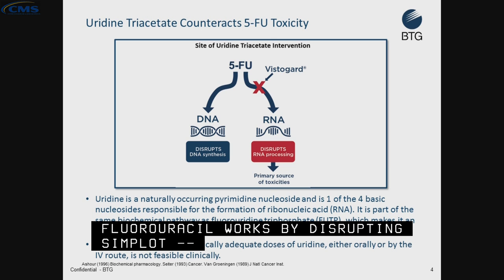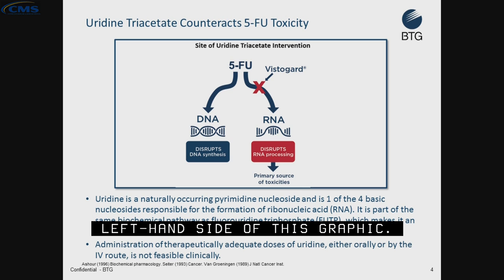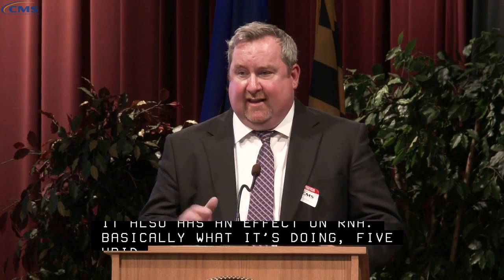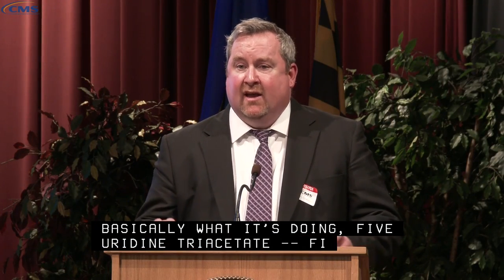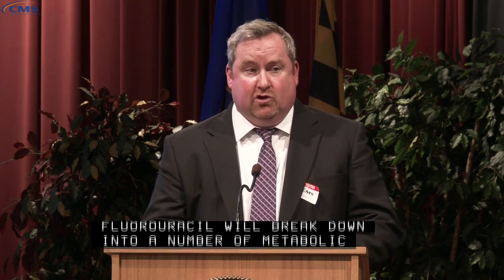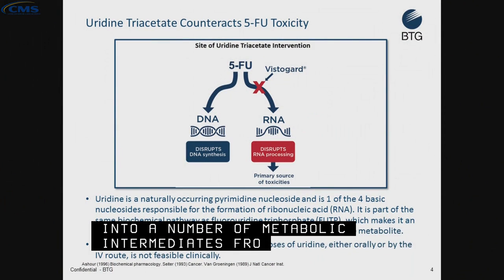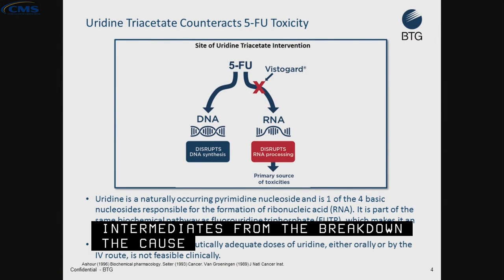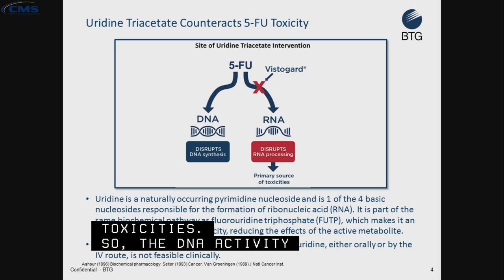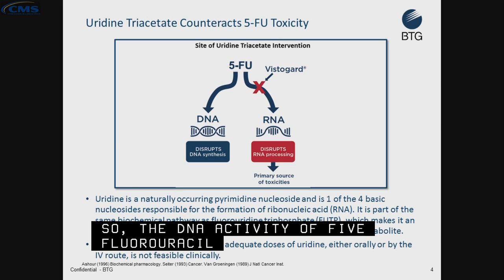And then it also has an effect on RNA. And basically, what it's doing is 5-fluorouracil will become incorporated as a false nucleotide into a growing RNA chain. And then it breaks down into a number of different metabolic intermediates. And it's the metabolic intermediates from this breakdown that cause the majority of the toxicities. So the DNA activity of 5-fluorouracil is by far the major anti-tumor mechanism of 5-fluorouracil.